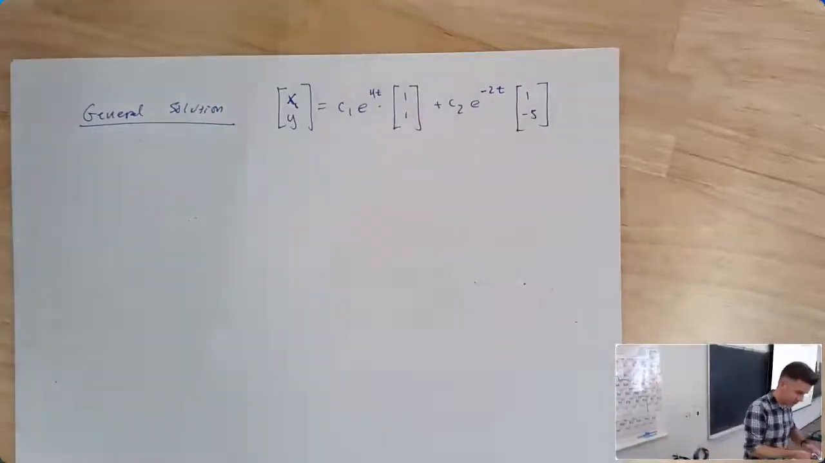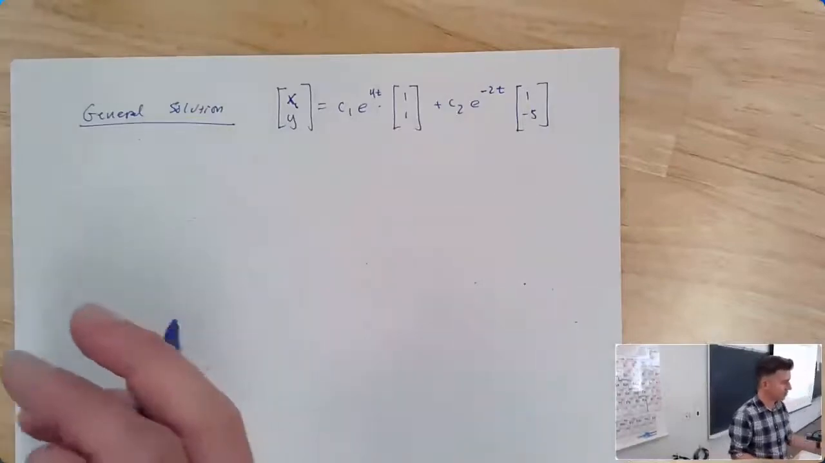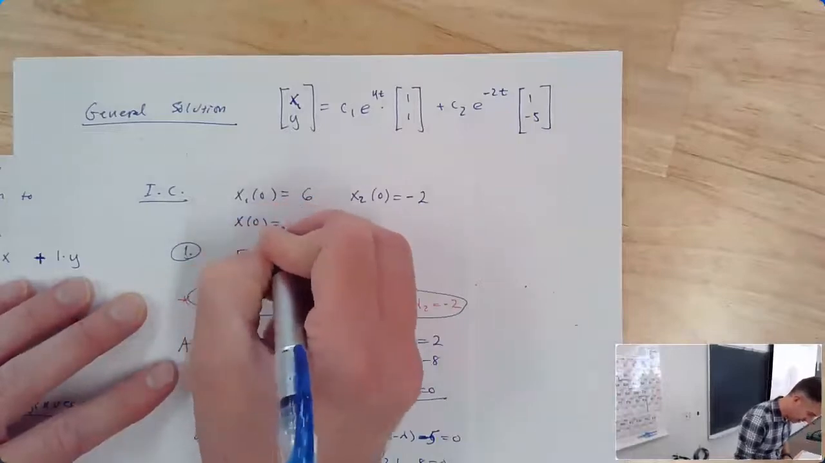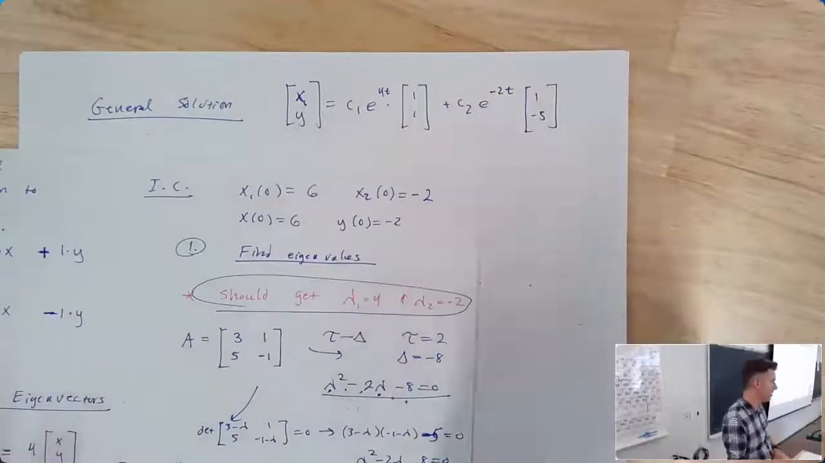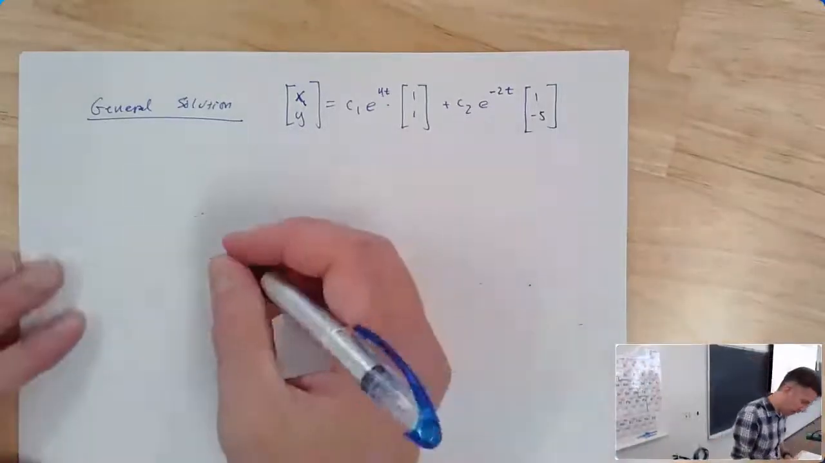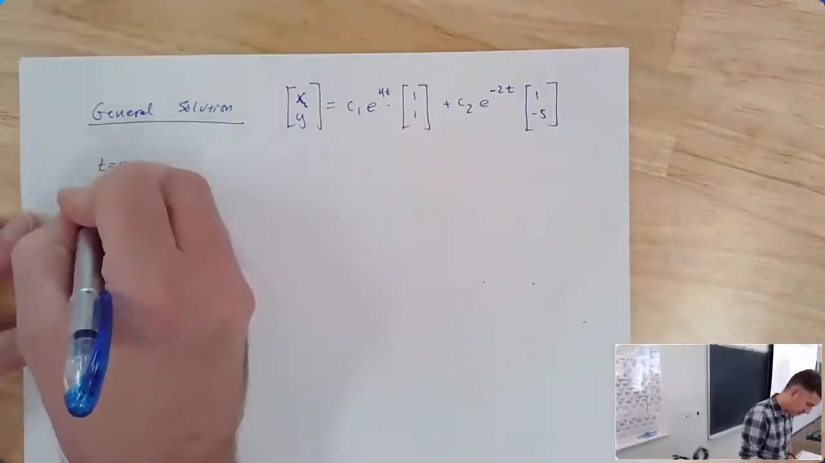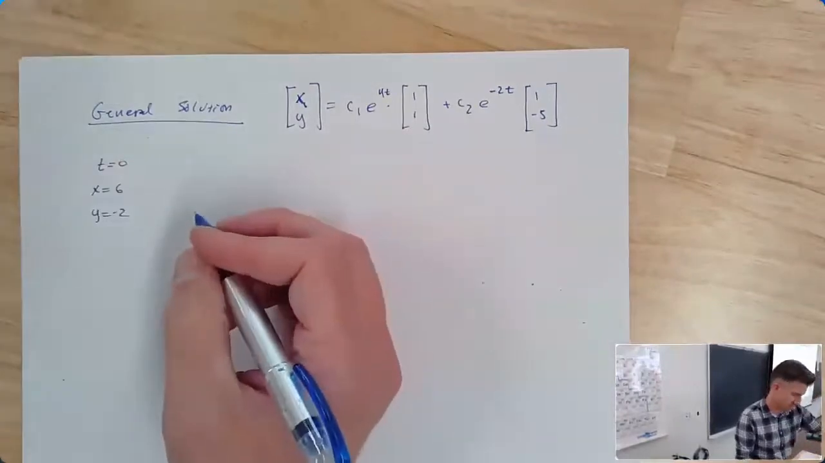So then, I forgot my initial conditions. I just threw them away right there. I used x1 and x2, of course. Or what I should have written is x of 0 is 6 and y of 0 is negative 2, because I was using x and y. But I think you all know what we're doing. Okay, so we're going to plug in t equals 0, x equals 6, y equals negative 2, right?